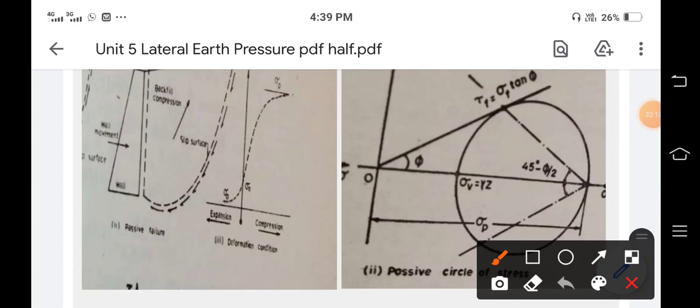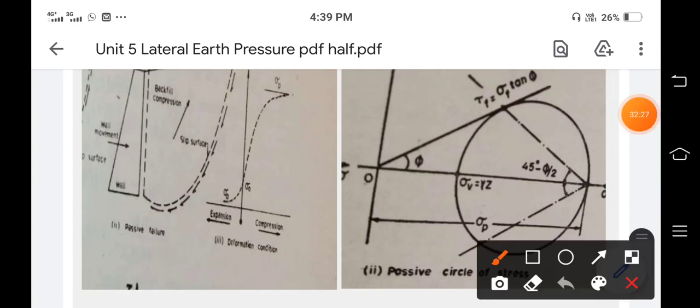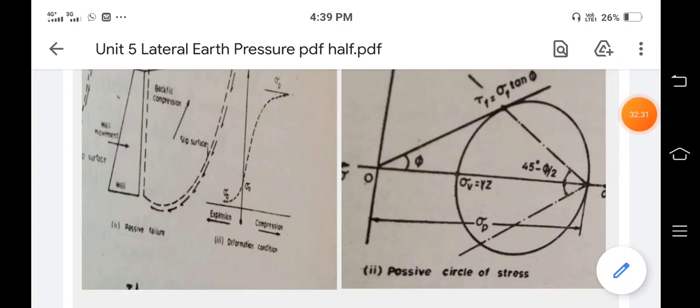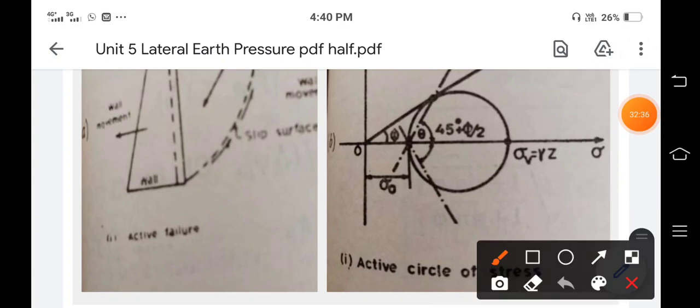active earth pressure condition. And if you plot the strength envelope, it will show the value sigma tan of phi. It has a value of 45 minus phi by 2. In the previous case its value is 45 plus phi by 2. So here its value is 45 plus phi by 2. This angle is 45 plus phi by 2.